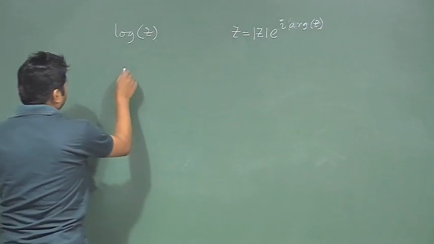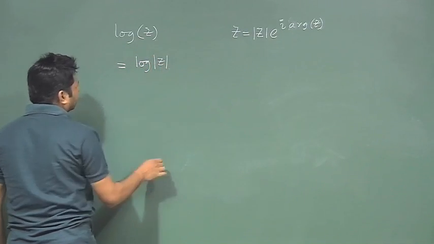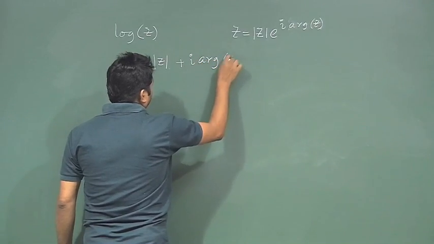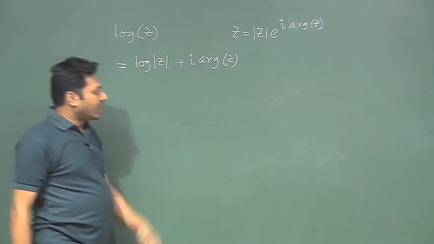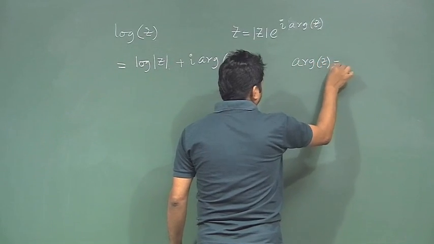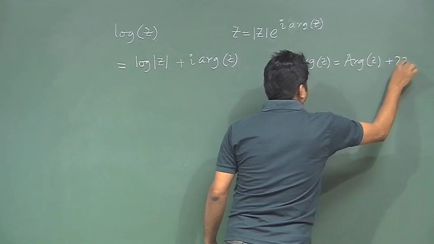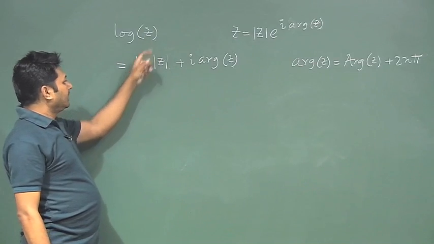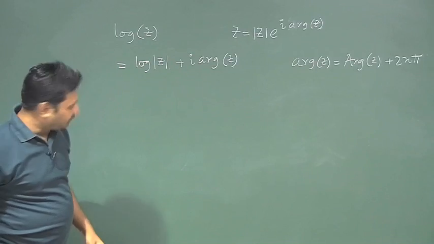So, this quantity is how much? Log of mod z plus i times argument of z. Now, this argument of z, I know it is the principal argument of z plus 2nπ. That means, if a z is given to me, when I take the log of that, I will get different values.